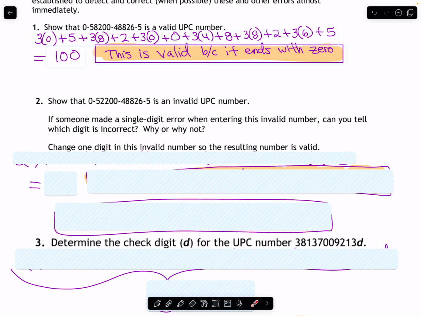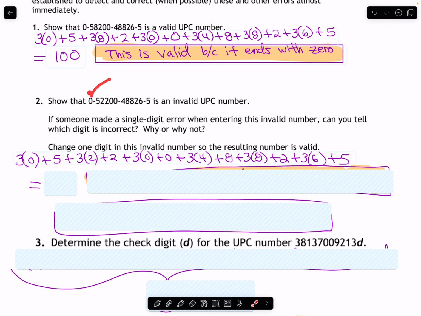All right, so let's check it out. What is the first digit? That's 0, so that gets multiplied by 3. What's the second digit? 5, so you add the 5 as it is. The next digit is a 2, and that gets multiplied by 3. The next digit is a 2, and that gets added as it is. The next digit is a 0, that gets multiplied by 3, and so on. You just repeat the process till we get all the way to the end.